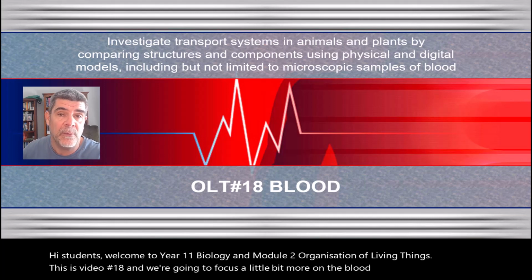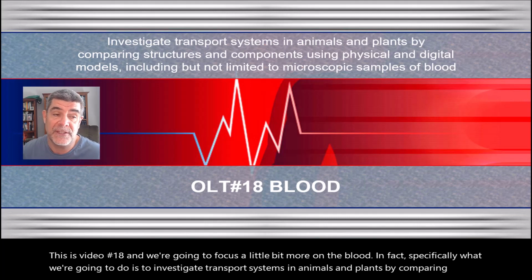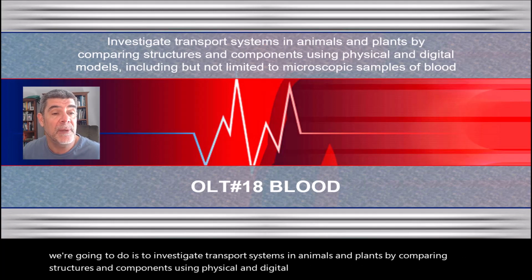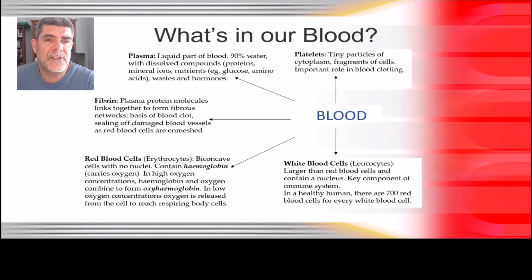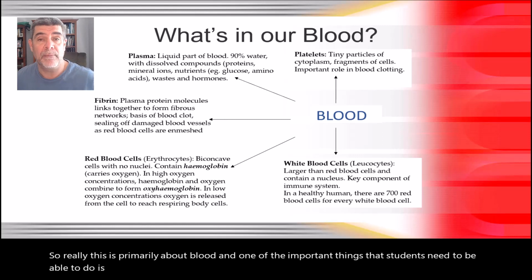In fact, specifically what we're going to do is to investigate transport systems in animals and plants by comparing structures and components using physical and digital models, including, but not limited to, microscopic samples of blood. So really, this is primarily about blood, and one of the important things that students need to be able to do is to have a look at blood slides.